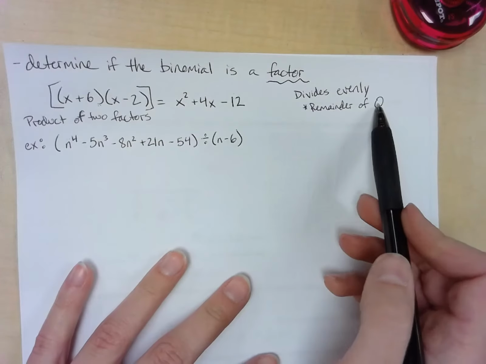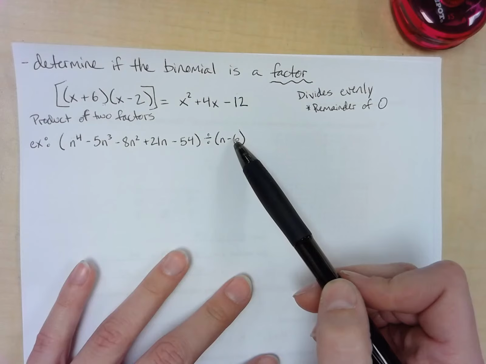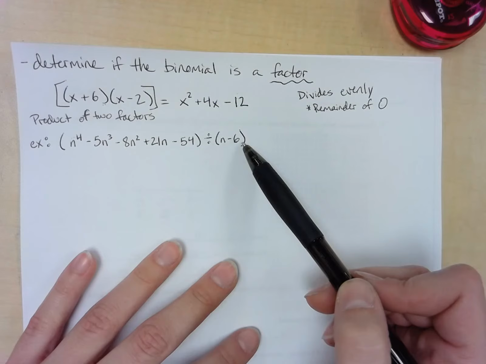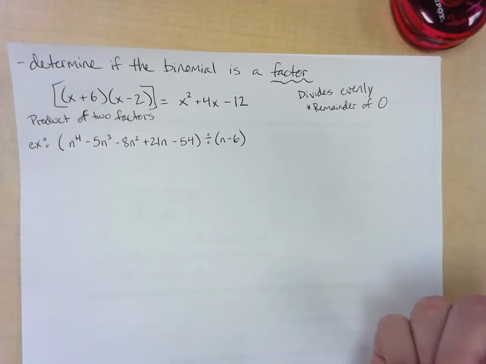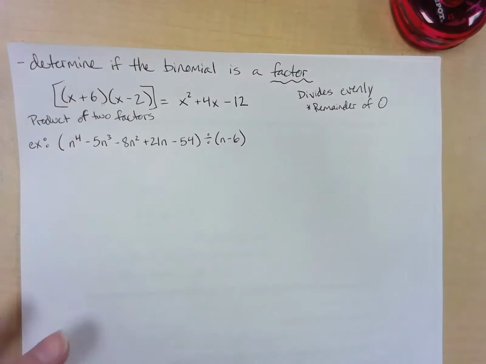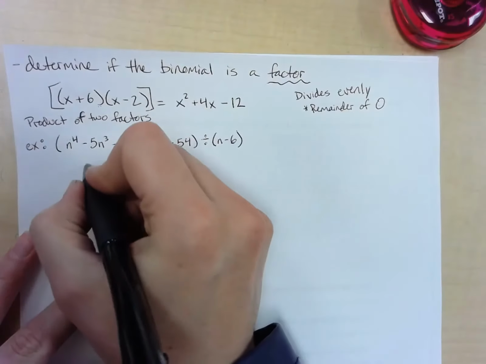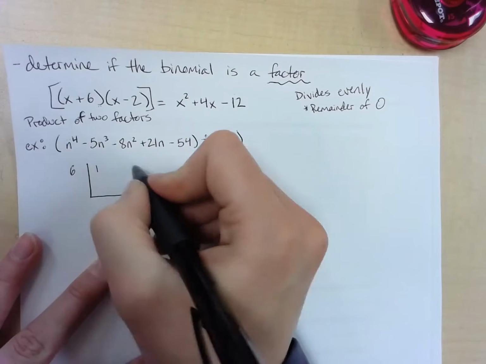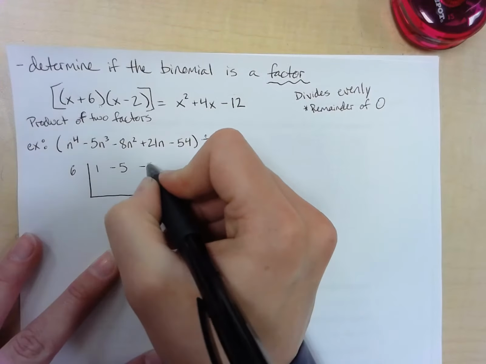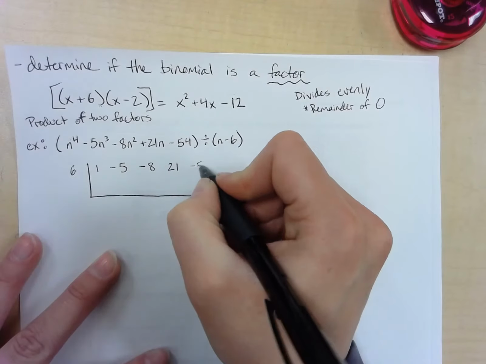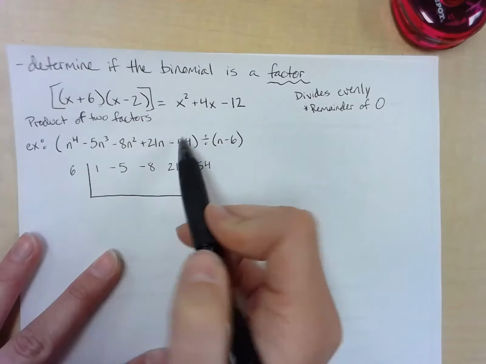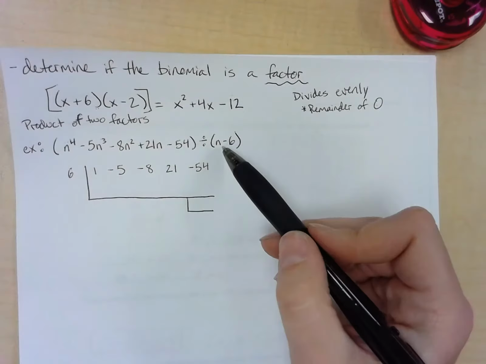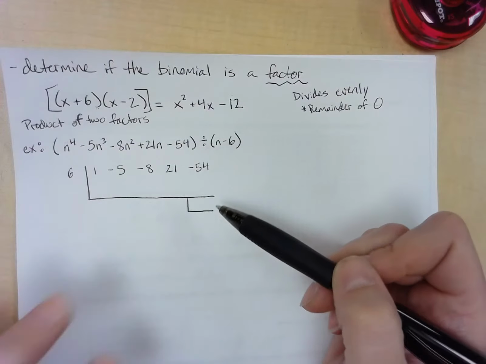So I could plug it in to just see if it is, but if the answer is yes, I'm going to need to know what else this needs to multiply by. Meaning, we need to do synthetic division. It's just going to be a whole lot easier if we do synthetic division. So, positive 6 outside, 1n to the fourth, negative 5, negative 8, 21, negative 54. Notice I went 4, 3, 2, 1, nothing, so we do not need a placeholder. If this is a factor, I should get a remainder of 0.